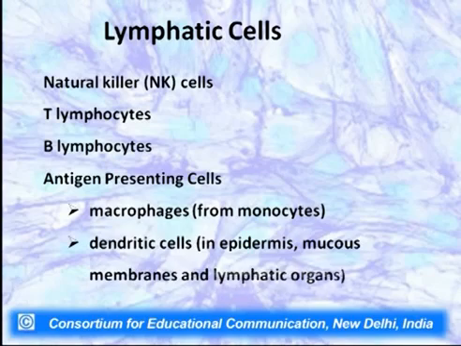In our previous lecture, we have understood that we have 4 very important cells: the natural killer cells, the T lymphocytes, the B lymphocytes, and the antigen presenting cells. The antigen presenting cells include macrophages. Macrophages are the tissue borne phagocytes, while monocytes are the blood borne phagocytes. We also have the dendritic cells, which are present in the epidermis, mucous membrane as well as in the lymphatic organs.